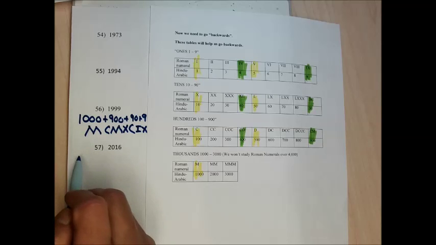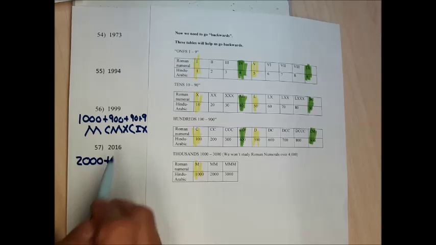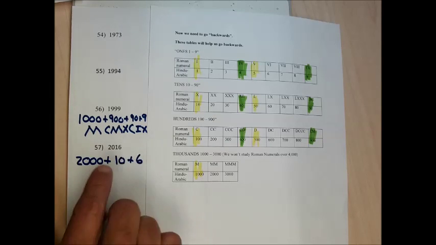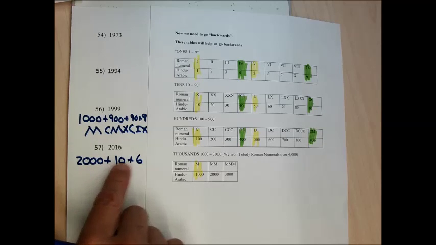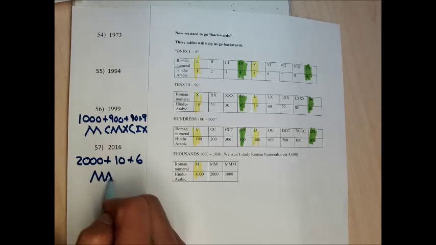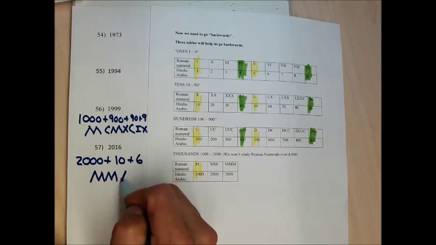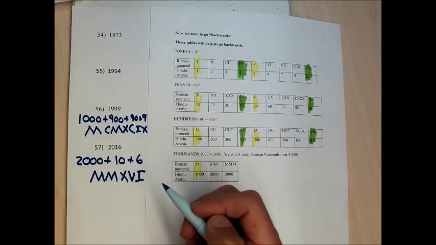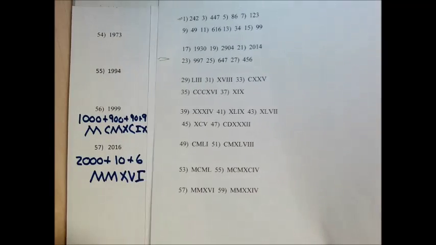For 57, this is 2000. There's no hundreds. 16 is 10 plus 6, so it's going to be plus 10 plus 6. So there's a 2000, 0 hundreds, 10, and 6. The 2000 is a double M. The 10 is a single X, and the 6 is a VI. So for 57, I should get MMXVI, which I perfectly do.